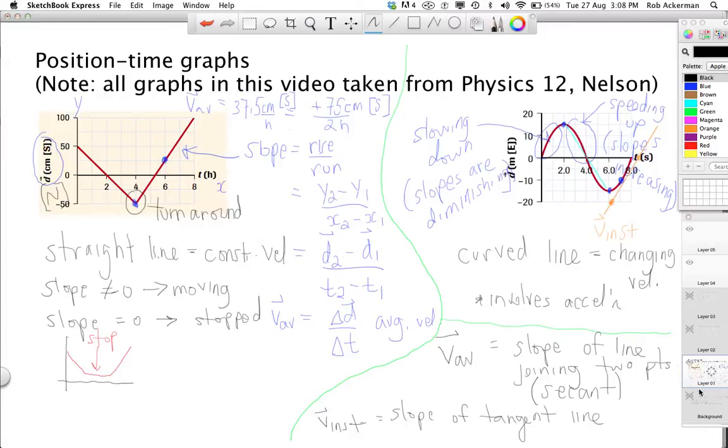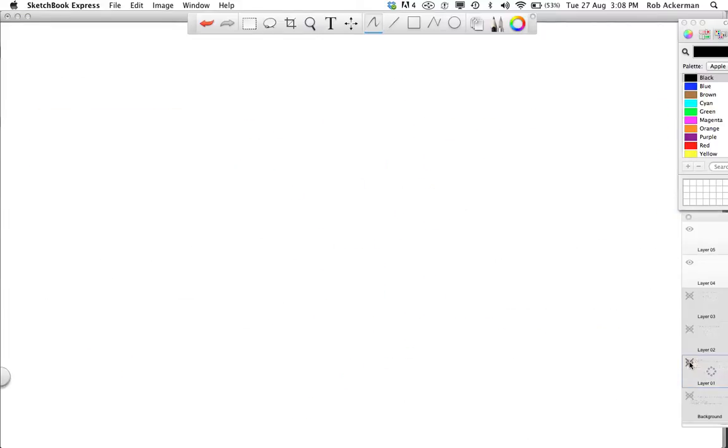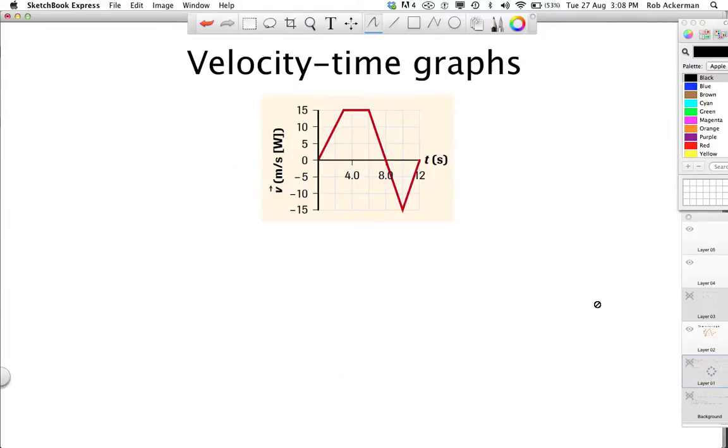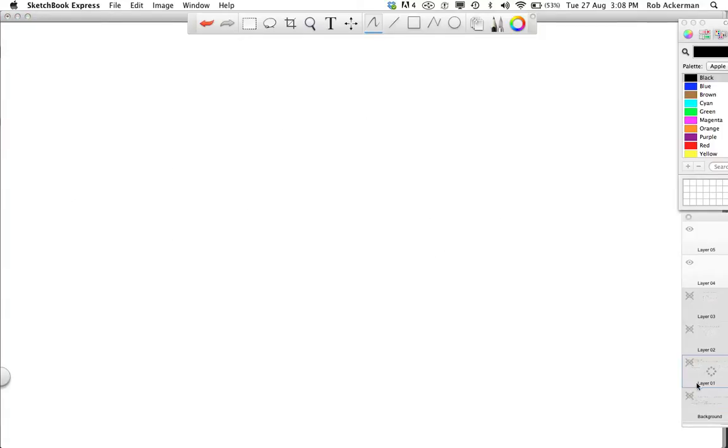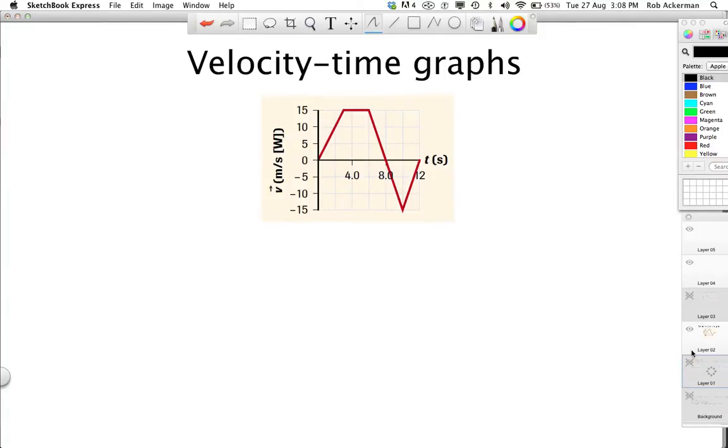And now that takes us to our next slide, which is over here, velocity graphs. So once again, just to recap, what are we going to look at? What do the shapes tell us? How do we read them? And what other calculations can we do? So first of all, shape. Well, if you look at the shape here, let me just give you a little hint. We only do straight line velocity time graphs in grade 12. You're never going to see a curve, or you'll rarely see a curve.